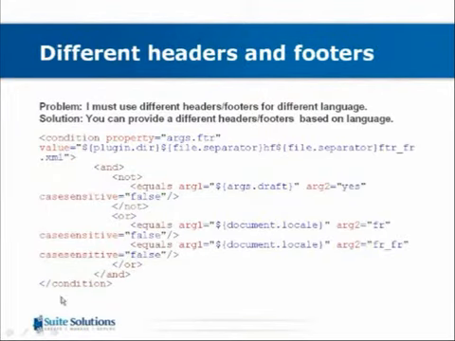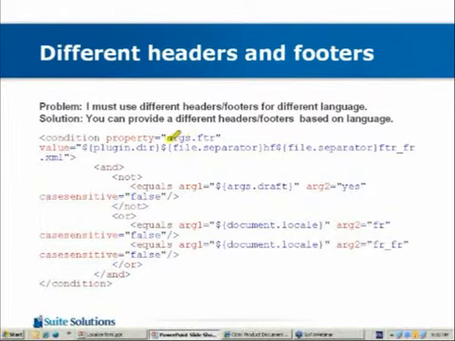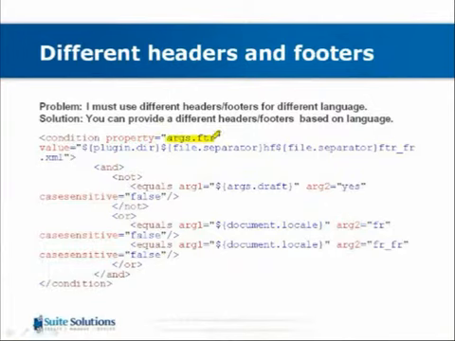The same thing goes for headers and footers. I need to have a different header and footer. I have to have a copyright statement at the bottom of each of my HTML pages, and generally you want your copyright statement to be in the same language as your document. So you can conditionalize that property. In this case, we're using the property args.ftr, our footer. You can do header, and all of the properties that are available to us.